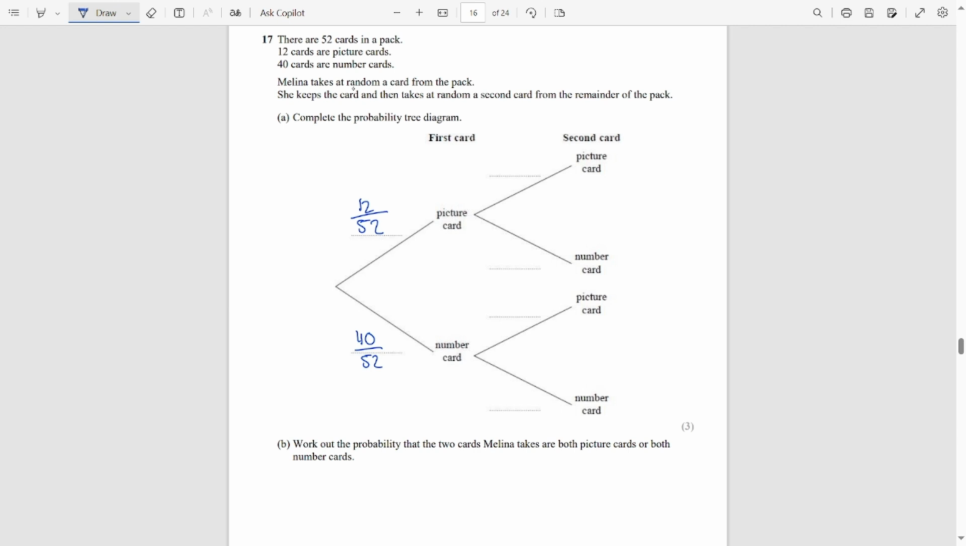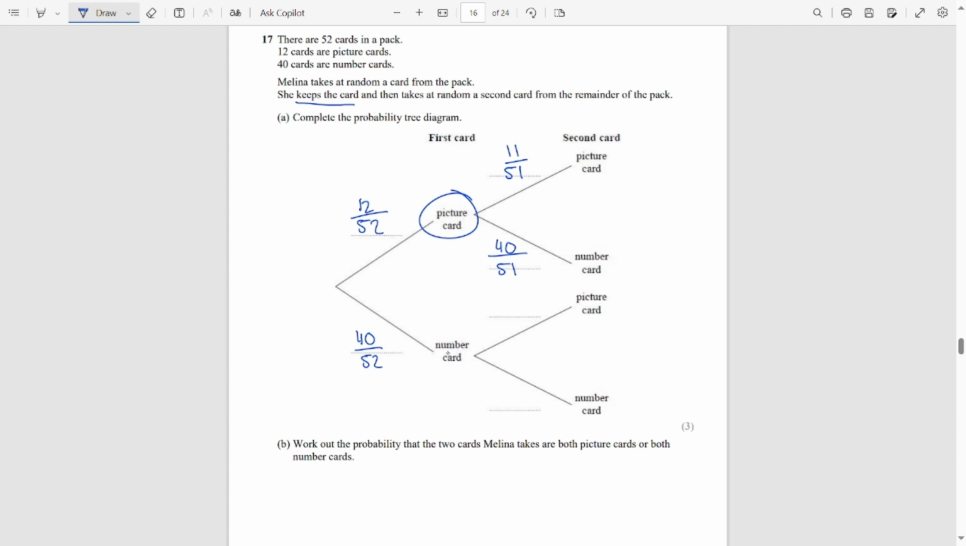And then we need to be careful, is she putting the card back in the pack or not? No, she keeps the card and then takes a second card. So when we take the second card, this is going to be only 51 cards left in all of these rows here, because she will have taken one regardless whether it's picture or number. And then we need to be careful about which case we are in. So here, when we're taking a picture card, we've already taken a picture card, so there must be one less. So there's only 11 picture cards left. However, the number cards, they're all still there because we took a picture. So we have the same amount of number cards, which is 40, but we have one less card overall. So it's 40 out of 51.